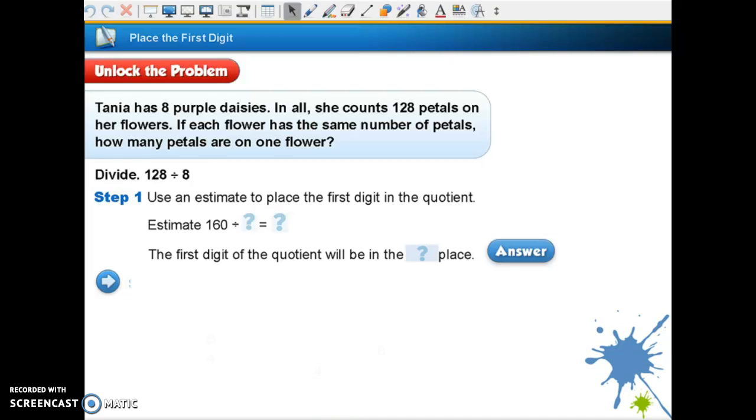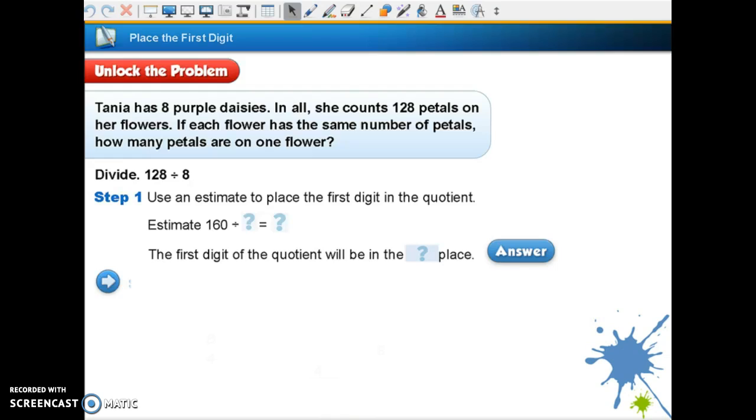Okay? So they rounded 128 up to 160. Why did they do that? Aiden, why do you think they did that? Because it's really easy to divide into 8. Very good. 16 is a compatible number to divide 8 into.